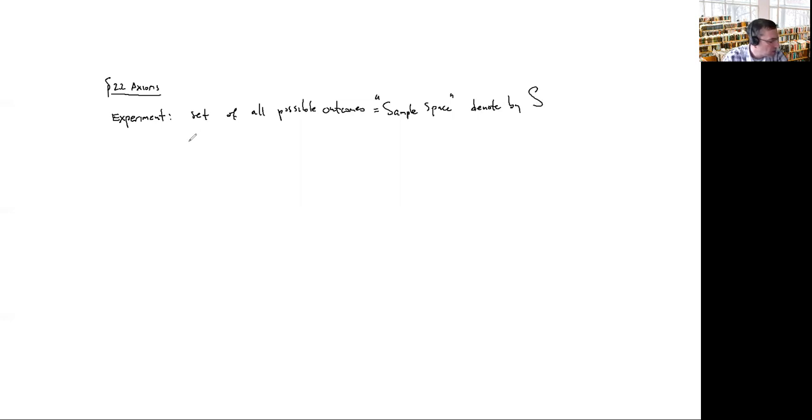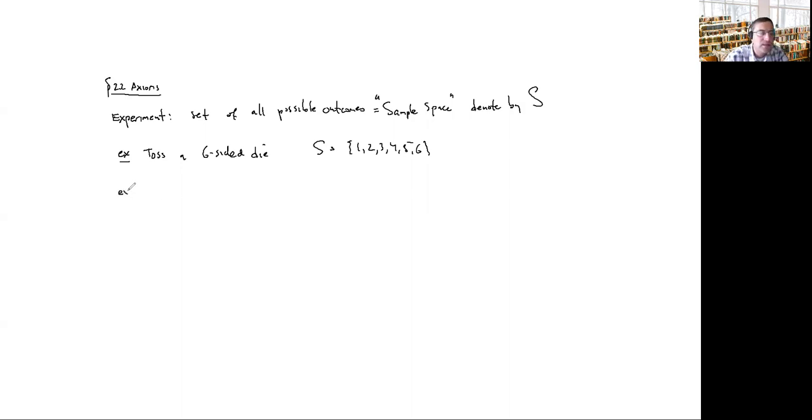Okay, so let me give you some examples. So if we toss a six-sided die, what is the sample space in that case? Well, we can think of that as the set 1, 2, 3, 4, 5, 6, since there are no other outcomes when you toss a die. You wouldn't get 7, for example.